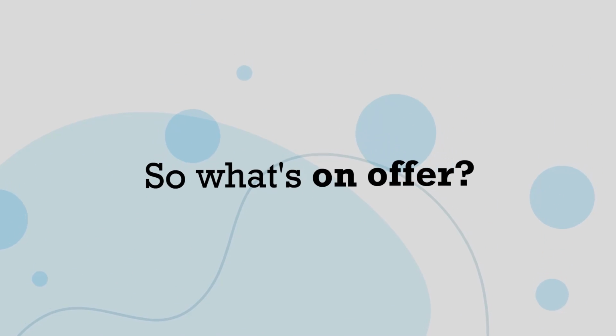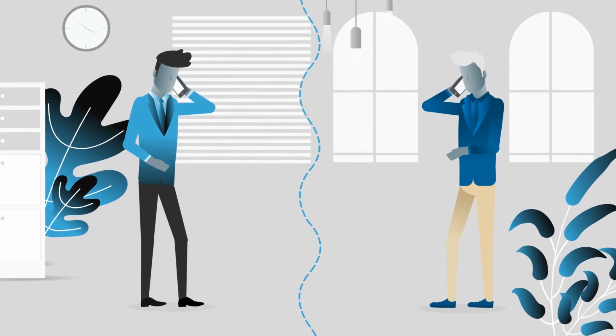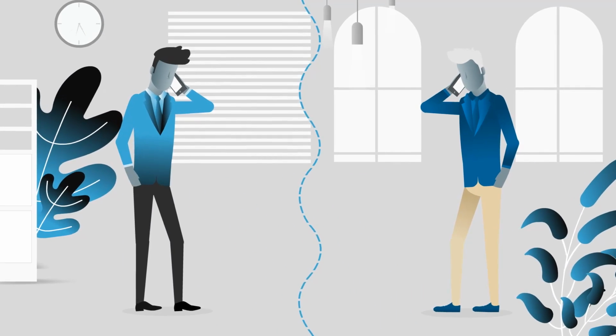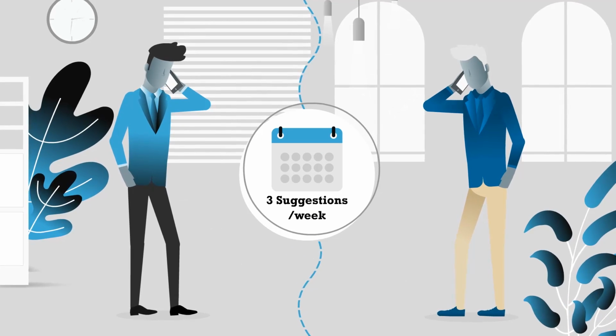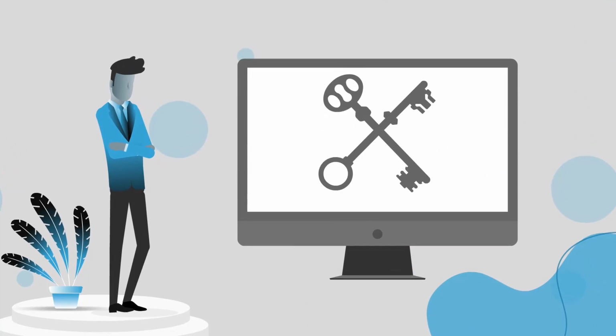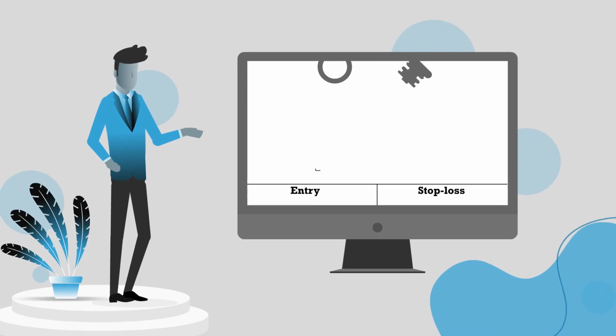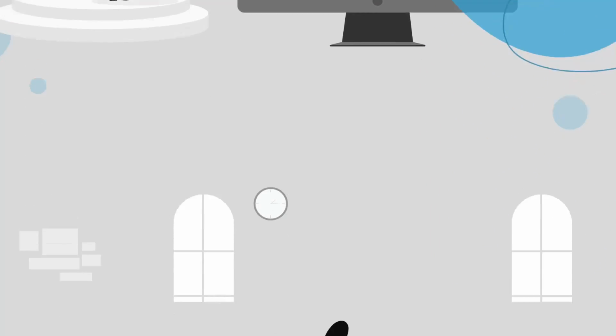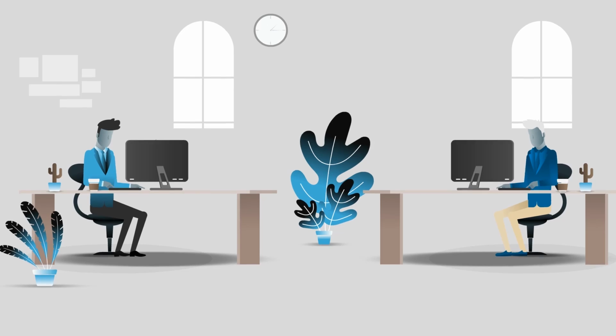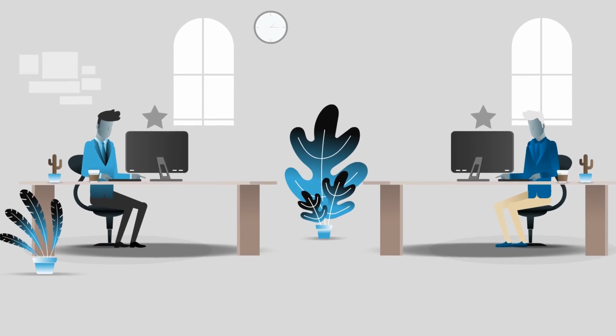So what's on offer? Well, some traders like to start off with our free signal service, which will get you 3 suggestions per week. Unlike other providers in the space, our free signals never black out key information like entry or stop loss prices. With that said, most of our Learn to Trade subscribers are on the premium plan.